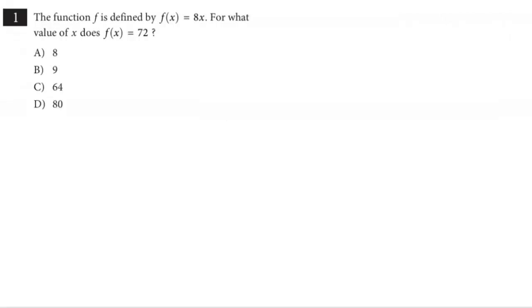Question 1. The function f is defined by f of x equals 8x. For what value of x does f of x equal 72? So the function's value is 72, put it equal to 8x. 8 times 9 is 72, so 9 will be the correct answer.